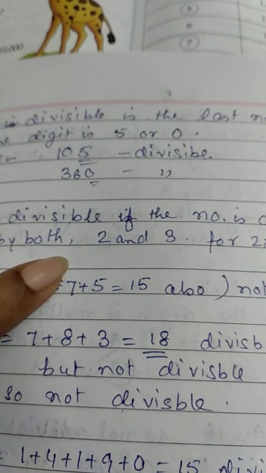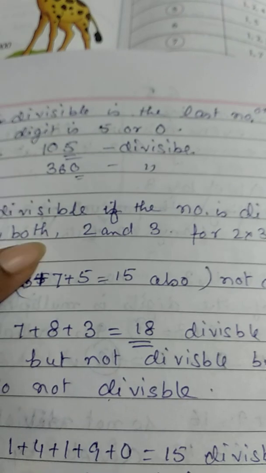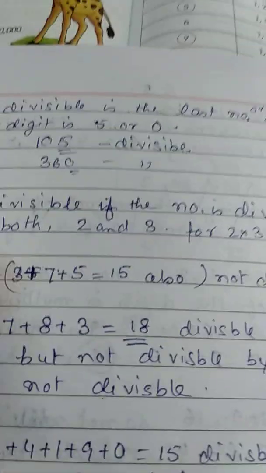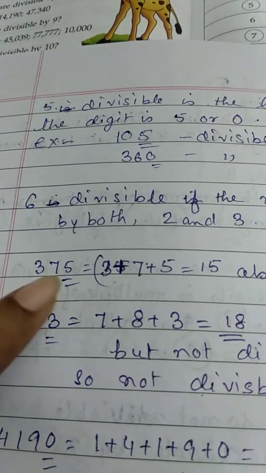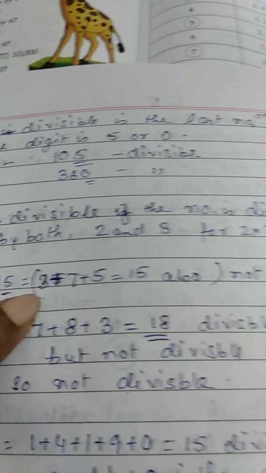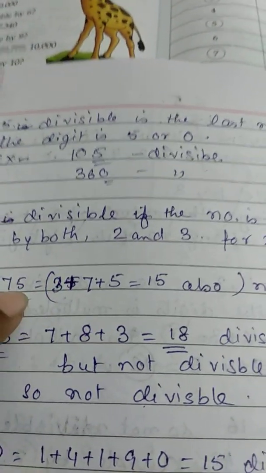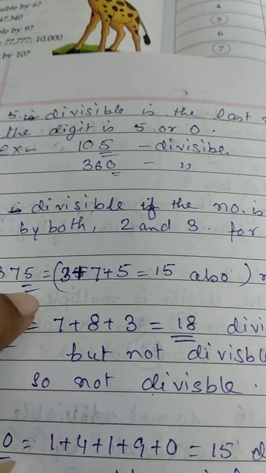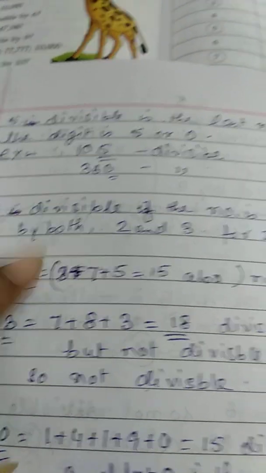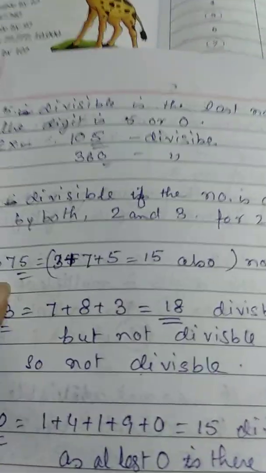6. A number is divisible by 6 if the number is divisible both by 2 and 3. Okay, because 2 threes are 6. Let's see how. 375. It is not divisible by 2, but it is divisible by 3. That's why it is not divisible by 6. As 5 is an odd number, it is not even, and this is not divisible by 2. Only divisible by 3. That's why it is not divisible by 6.